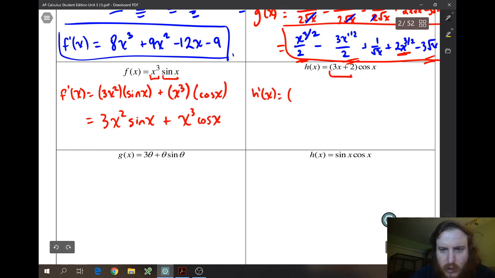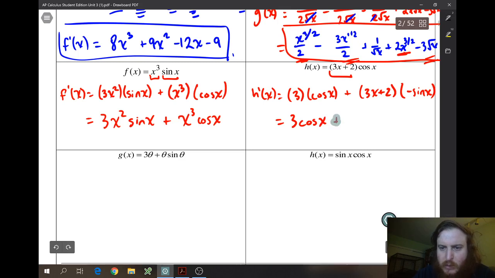Derivative of 3x plus 2 is 3 times original cosine of x, then plus 3x plus 2, and the derivative of cosine of x is negative sine x. So now we're going to just distribute 3 cosine of x plus, actually it'll be minus because of the negative, minus 3x sine x. We always put the number and the x in front, and then minus 2 sine of x in front of our trig.